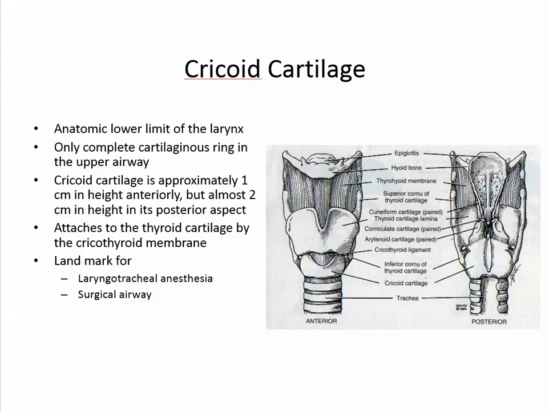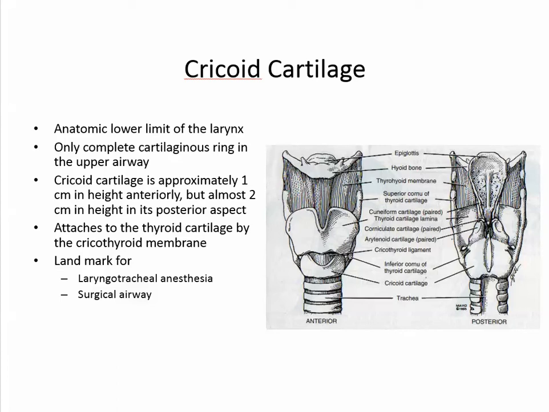The thyroid cartilage is the longest laryngeal cartilage and the largest structure in the larynx. And the thyroid cartilage forms the anatomic lower limit of the larynx. It is the only complete cartilaginous ring in the upper airway. The cricoid cartilage is approximately 1 centimeter height anteriorly, but almost 2 centimeter height in its posterior aspect. It attaches to the thyroid cartilage by the cricothyroid membrane.